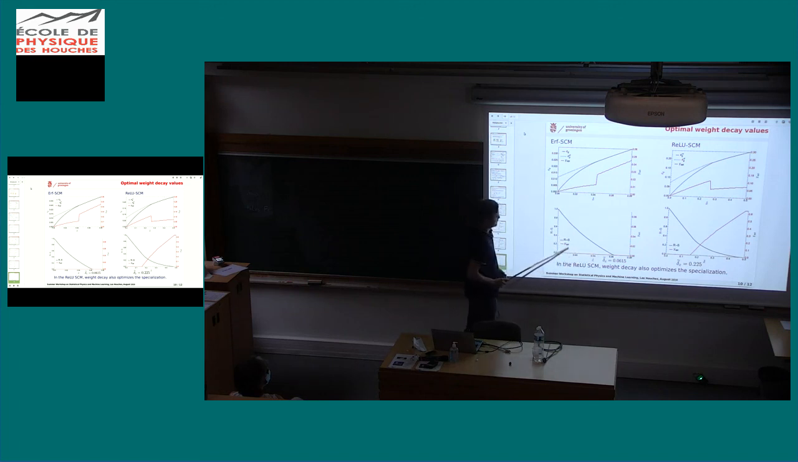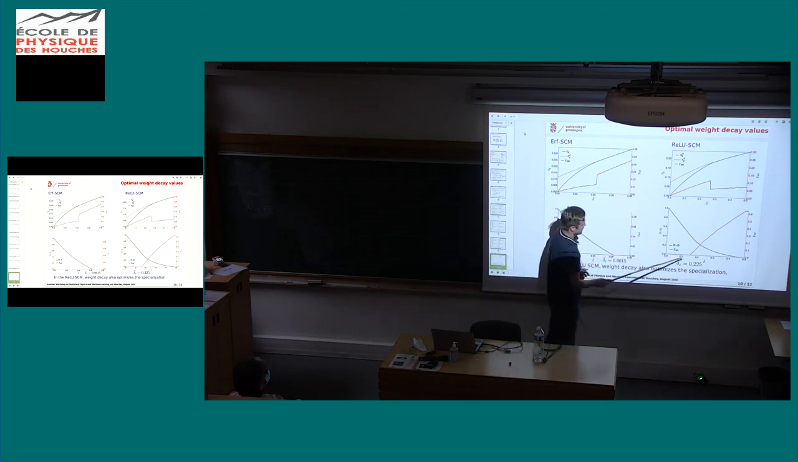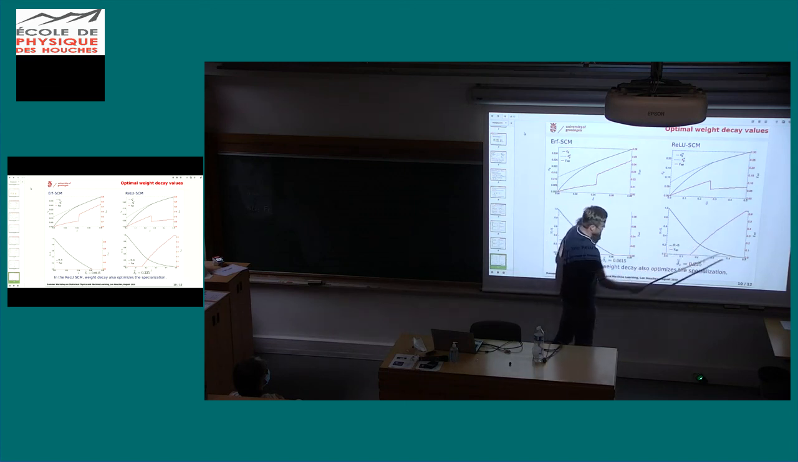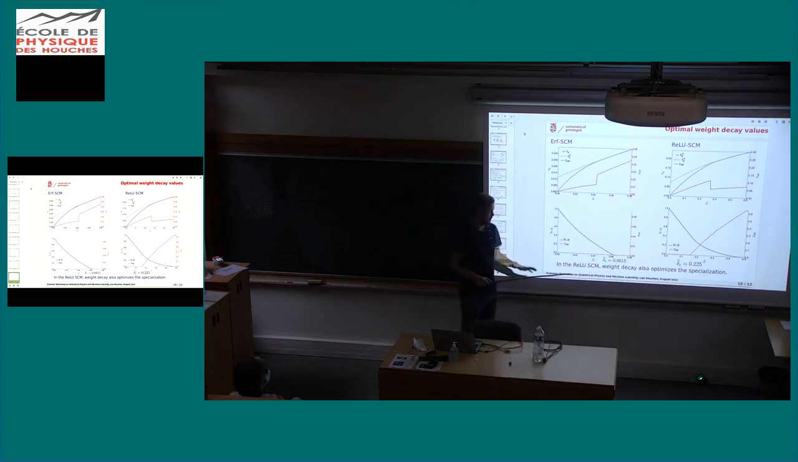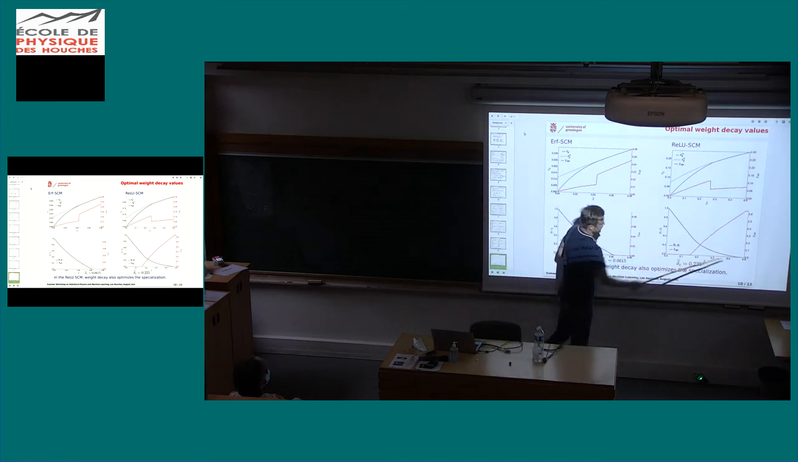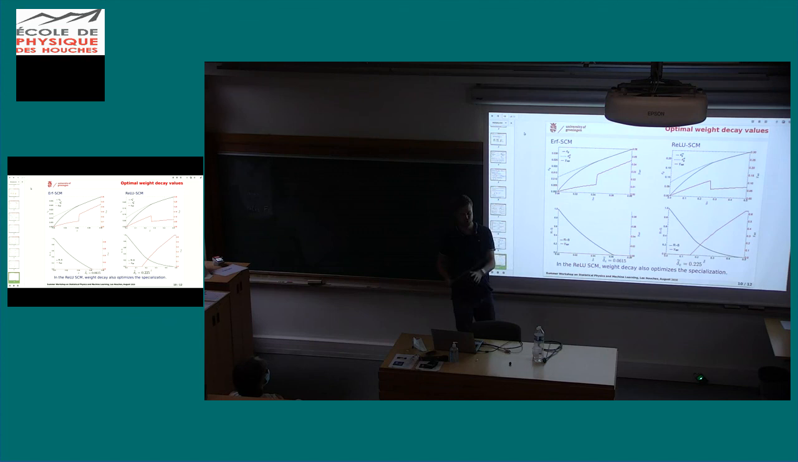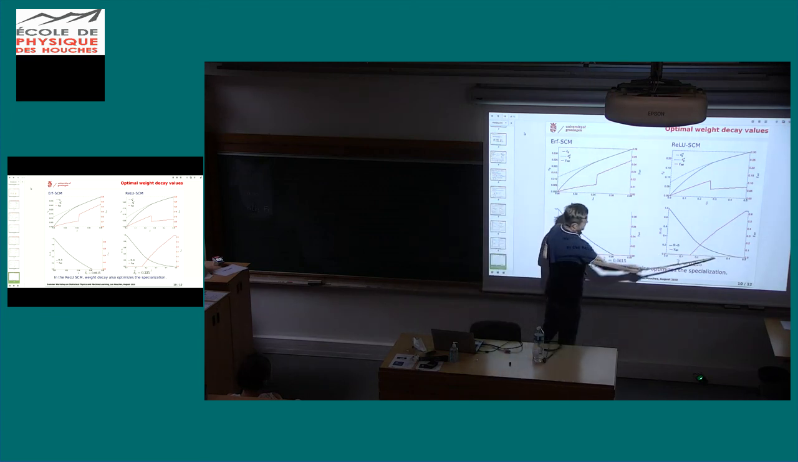And for the Erf SCM, you can see that it never optimizes the specialization. And weight decay also cannot introduce specialization after this critical delta. But for the ReLU SCM, actually this R minus S is improved by the weight decay. And also after the critical delta, at which specialization was not possible without weight decay, for larger delta, specialization is possible. So by suppressing the gradients of the older examples, which are less representative of the rule, the system can still specialize.